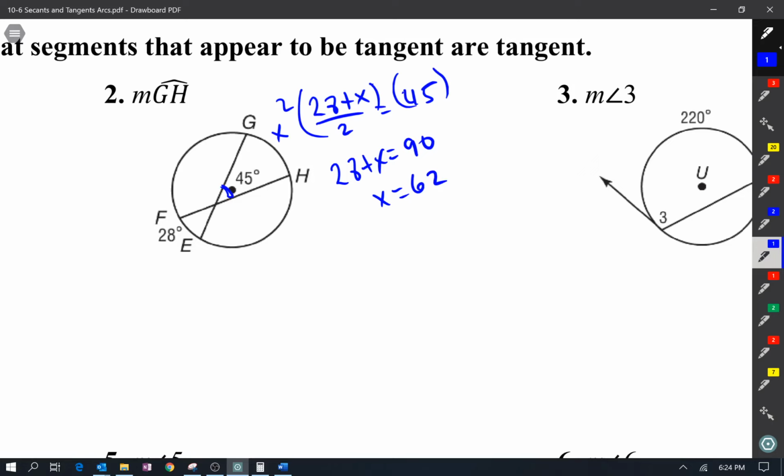62. And you could check it, right? Is 62 plus 28 divided by 2 45? Yes, it is. All right, that's it.